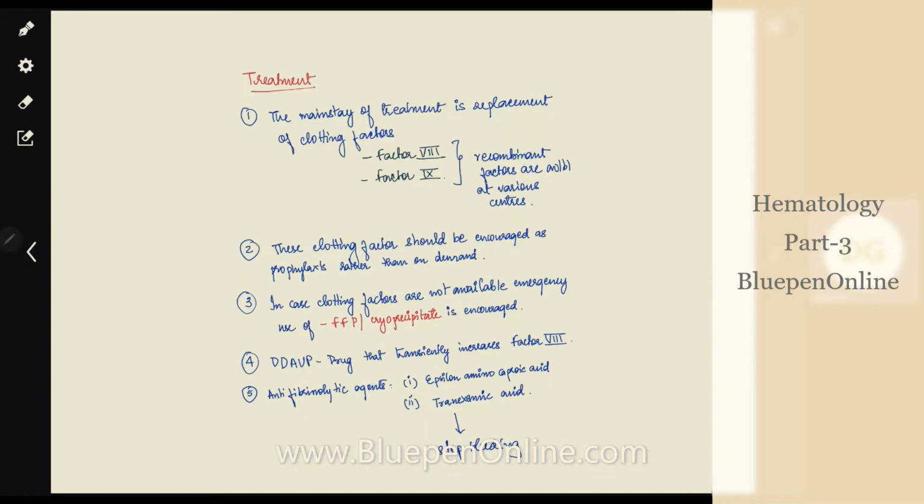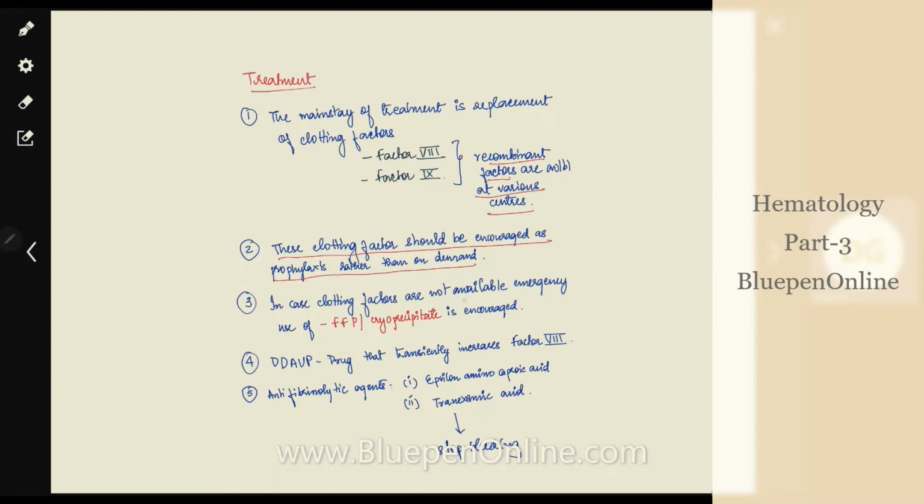So once I confirm that there is deficiency of either factor 8 or factor 9, the mainstay of treatment is replacement of these clotting factors. They are available as recombinant factors at various centers. These clotting factors should be encouraged as prophylaxis rather than on demand. In case clotting factors are not available, in emergency you can use FFP or cryoprecipitate.